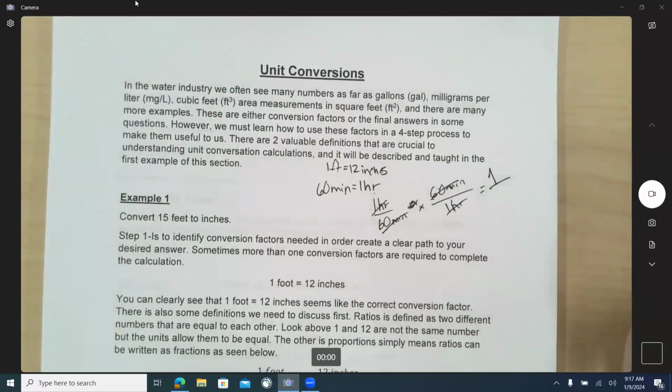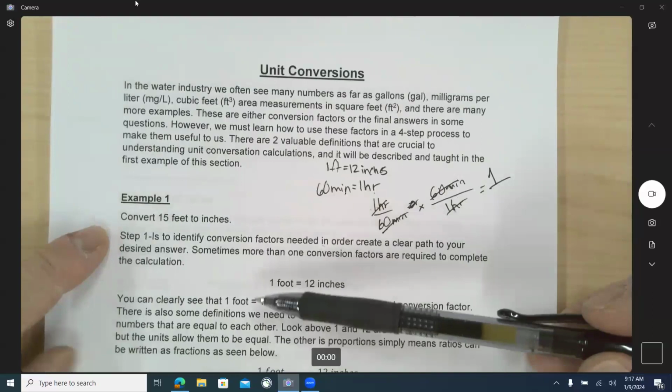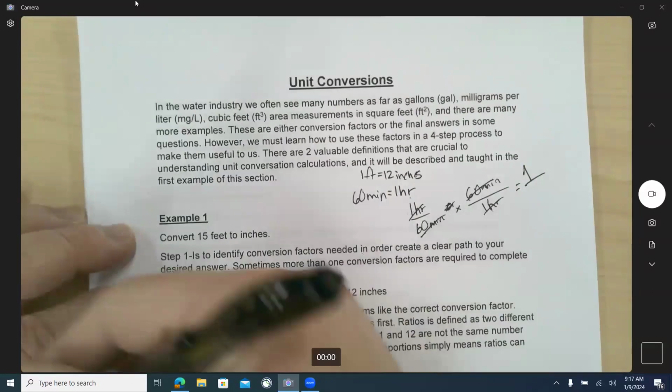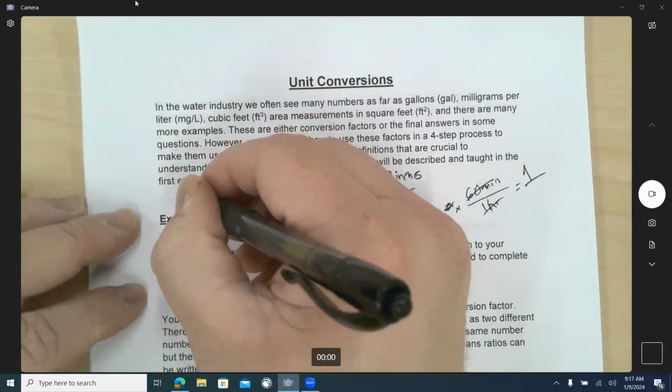So the very first example here says we're taking 15 feet and we want to convert it to inches, okay? So I'm starting with 15 feet.